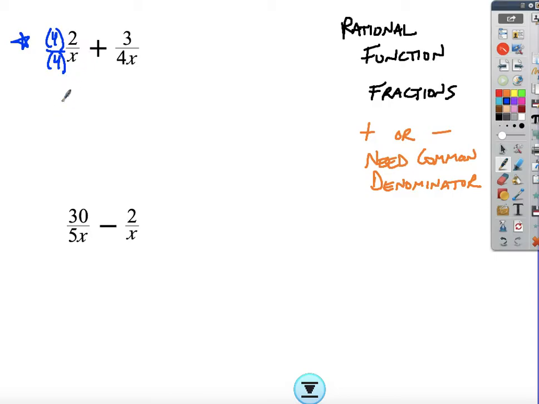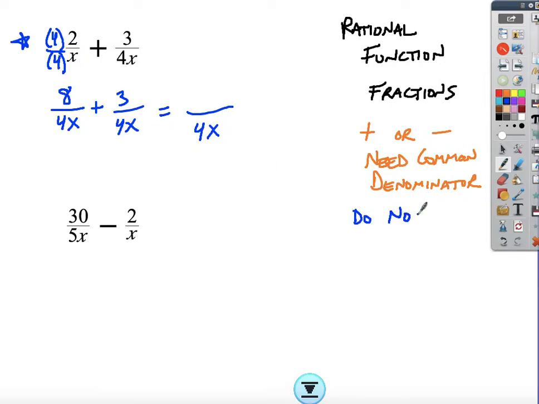Now, because I have common denominators, I'm going to be able to add. Now, I would rewrite this first one. 4 times 2 on top will be 8. My denominator is a 4x. And then I have plus 3 over 4x. Now, when you add fractions together, whatever the common denominator is, that stays your denominator. We do not add the denominators. This is not going to be 4x plus 4x equals 8x. We do not add the denominators.